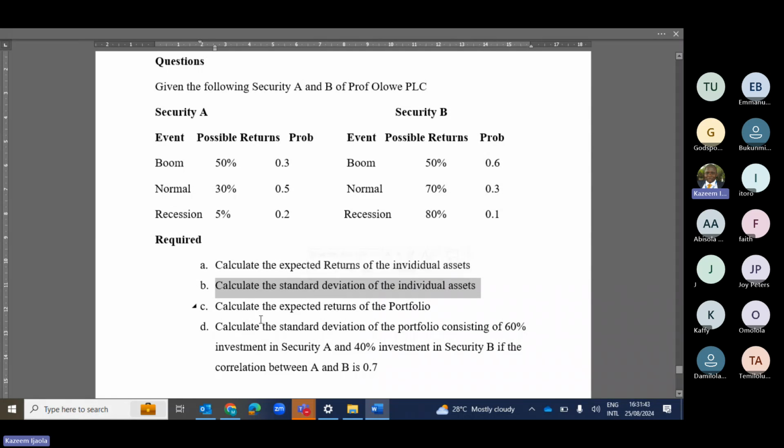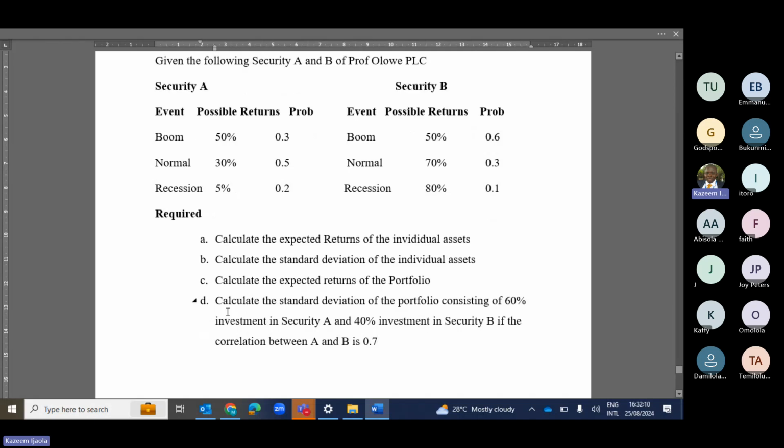Then the third one is calculate the expected return of the portfolio. Without A and B, you cannot do C. A is a prerequisite for C. Now, calculate the standard deviation of the portfolio consisting of 60% in A and 40% in B, if the correlation coefficient of A and B is 0.7. So that's the questions that we have.